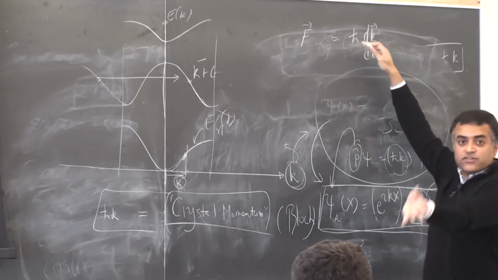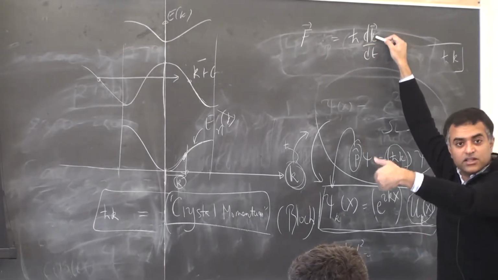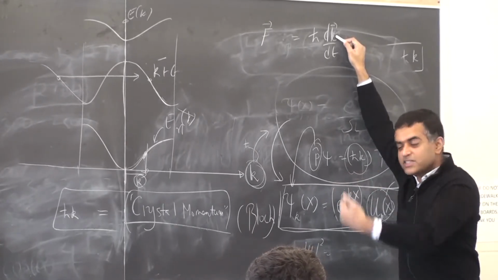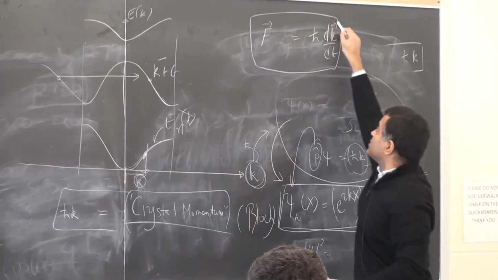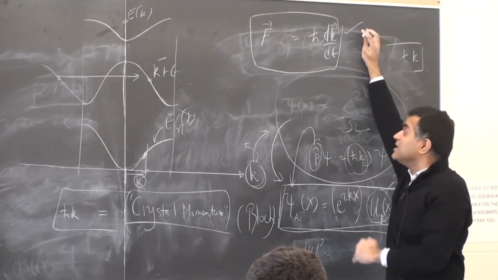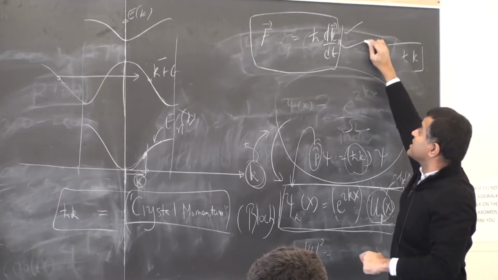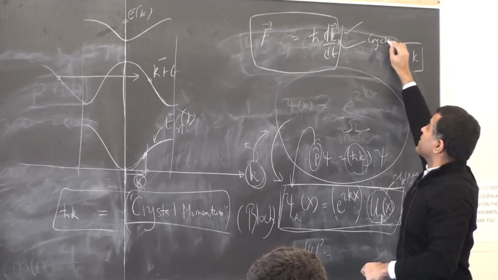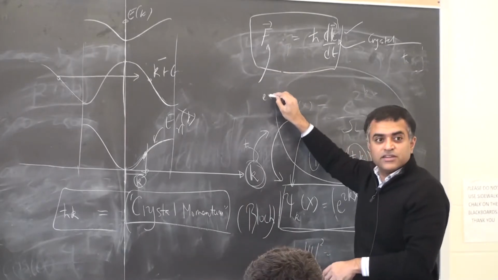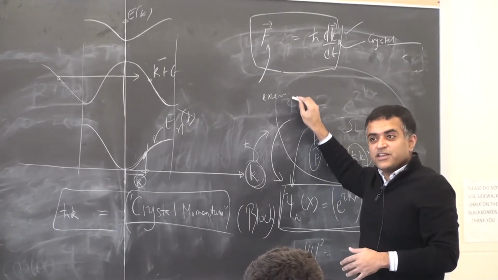Now this was true for a free electron, with h bar k being the real momentum of the electron. Does that make sense? But in a crystal, this still holds, and this is actually very remarkable. You can prove it, and I'm not going to try to even prove it. In a crystal, this still holds as long as we understand that this is the crystal momentum, and this is an external force.